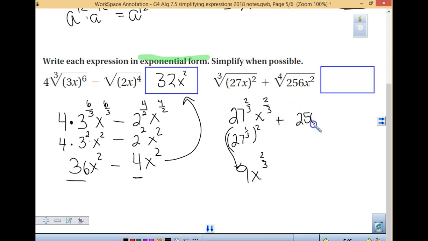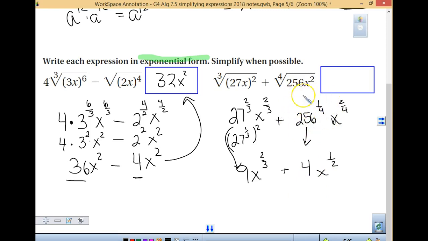I'm going to definitely use my calculator. I was also amazed on the test I had people that did not use their calculator. You have it in front of you. 256 to the 1/4? 4. Put it in your calculator if you're not sure. It's 4. Now we are putting in x, and it is to the 2/4. X to the 1/2. Simplified.